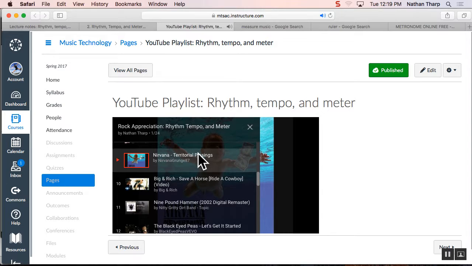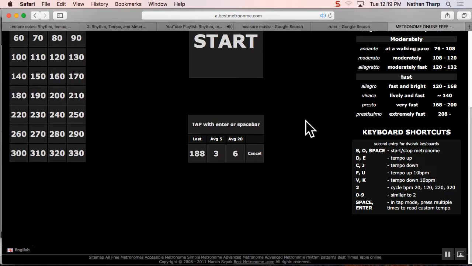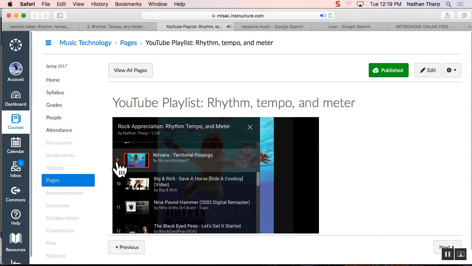Let's see here. No, it's 180. 180 is about as fast as you can go. If this song went any faster, your ear would cut it in half and hear 100 beats per minute. That's why it's so assertive, right? It's so strong. So we just went from borderline adagio. I'm going to pause that now.